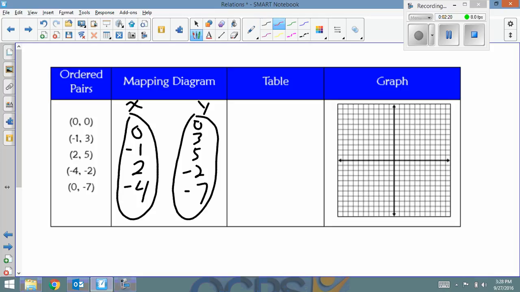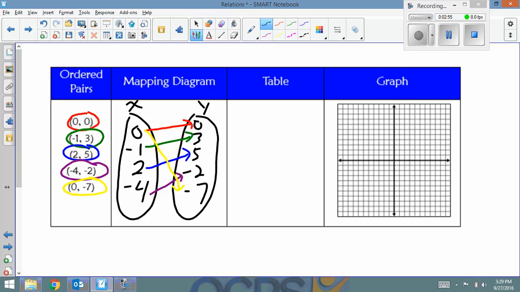Okay, what we do then is draw lines that connect our x to our y. So you see how we have the point (0, 0). So it goes from 0 to 0. We're going to draw that there. Then we have the point (-1, 3). So from -1 to 3, I draw an arrow. Then we have the point (2, 5). So from 2 to 5, I draw an arrow. -4, -2, draw an arrow. And then I have this last one of (0, -7). So again, from 0, I draw a line to -7, just like that.